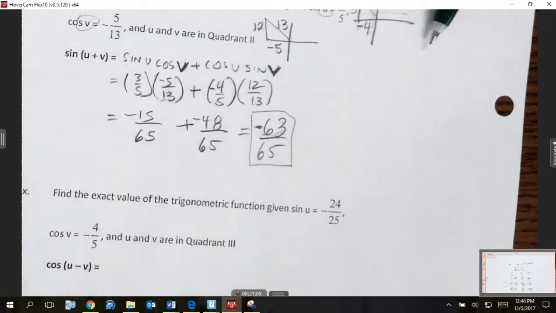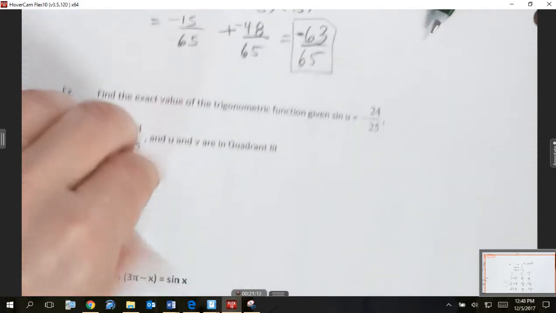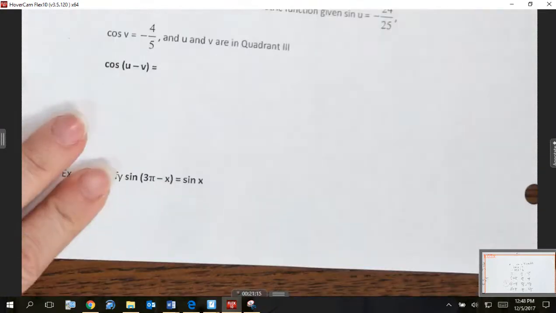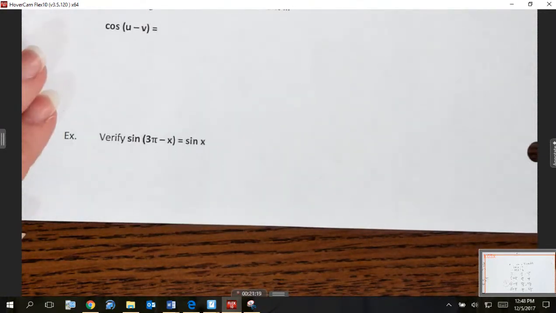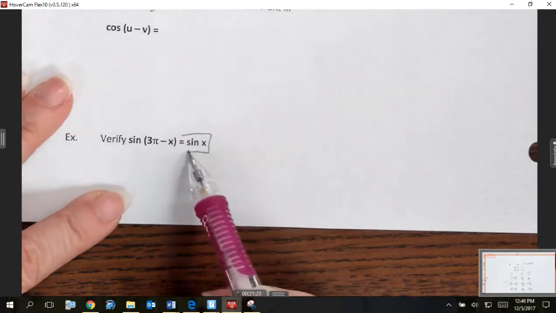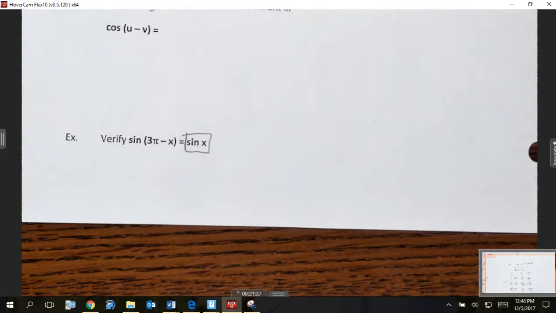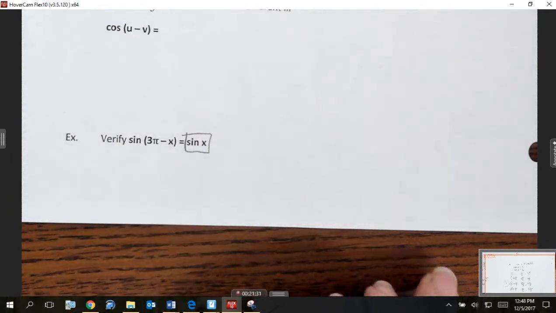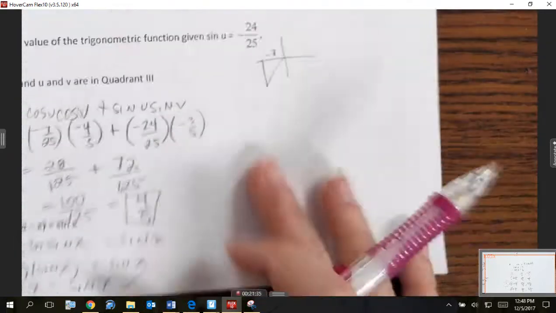And then the next example is exactly the same. I'll post that one in the answers on Canvas. Then the very last thing says to verify. Do you remember what we do if it says verify? It means box in the side. So I'm going to box in sine x, and we're going to verify sine of 3 pi minus x. We're going to do that using the difference formula from the front page.